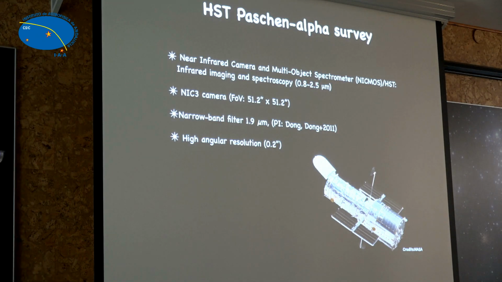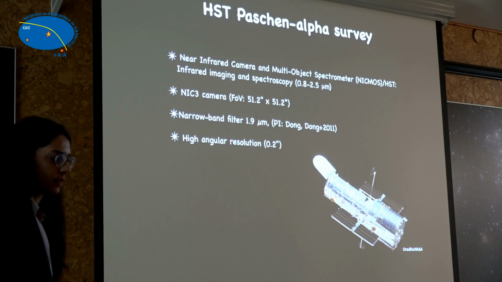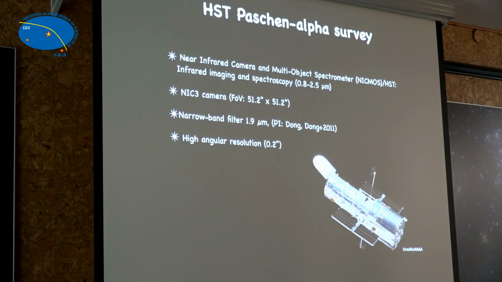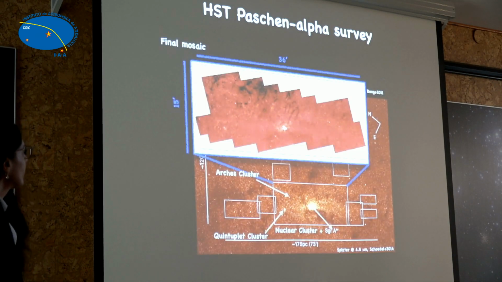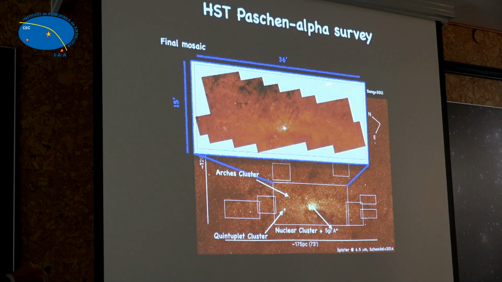The second survey we use for our proper motion is the HST Paschen Alpha survey, which is at NICMOS with the NIC3 camera at HST, with a 1.9 micrometer wavelength. This is also high angular resolution, 0.2 arcsecond. The PI of it is Wang, and Dong, a former postdoc of Rainer, basically did most of the work on this survey. Here you see the final mosaic of this HST Paschen Alpha survey, for the central region of the Galactic Centre.